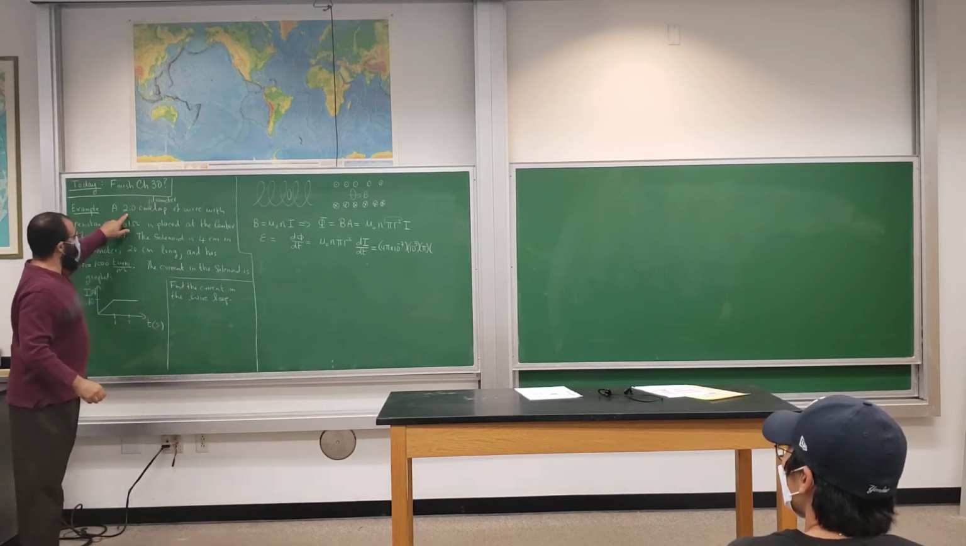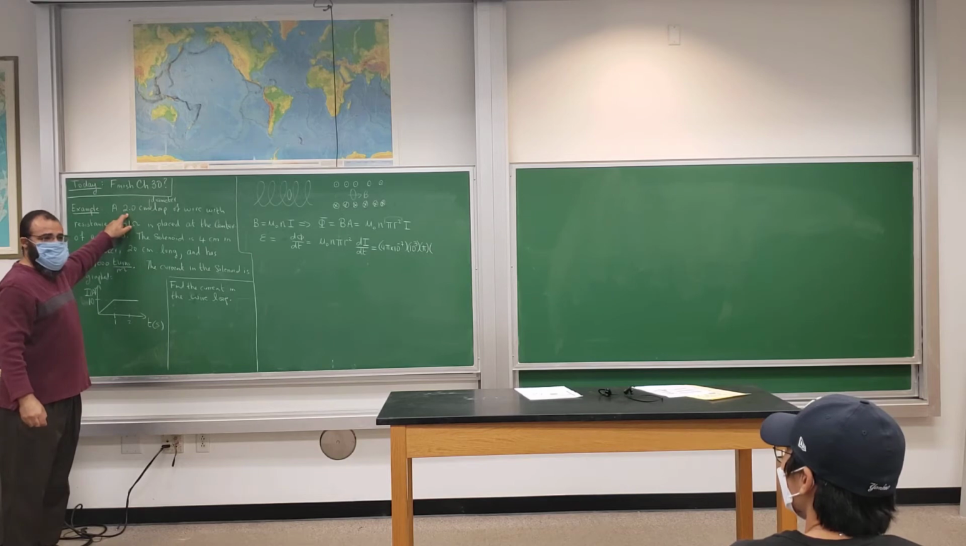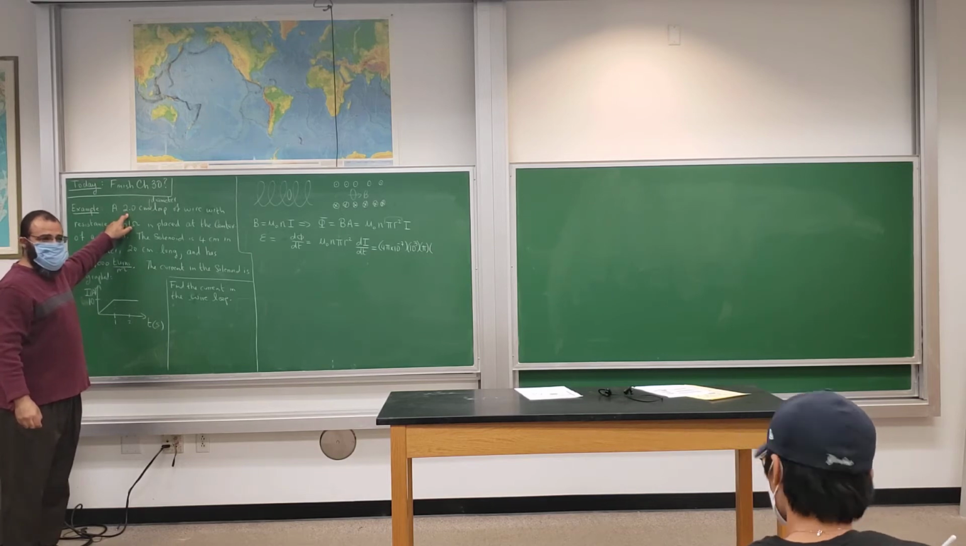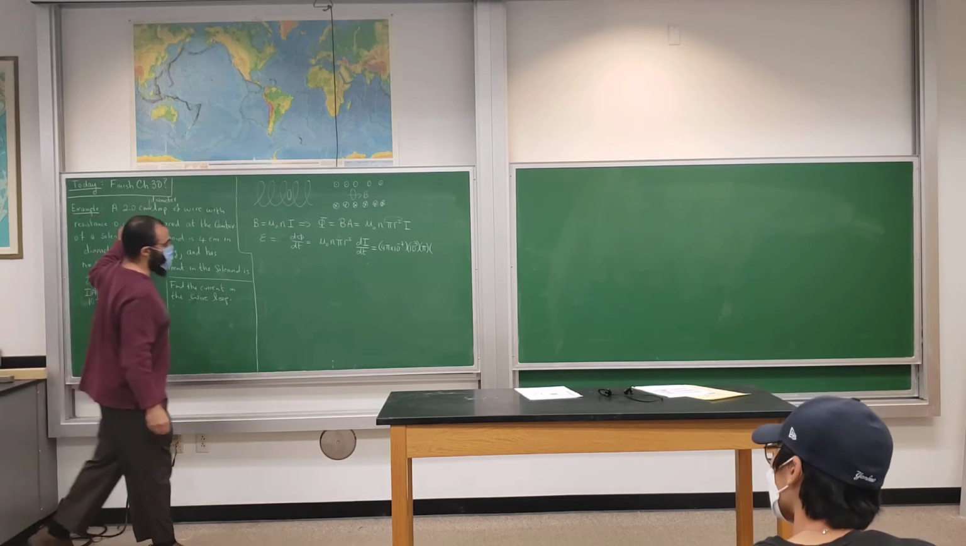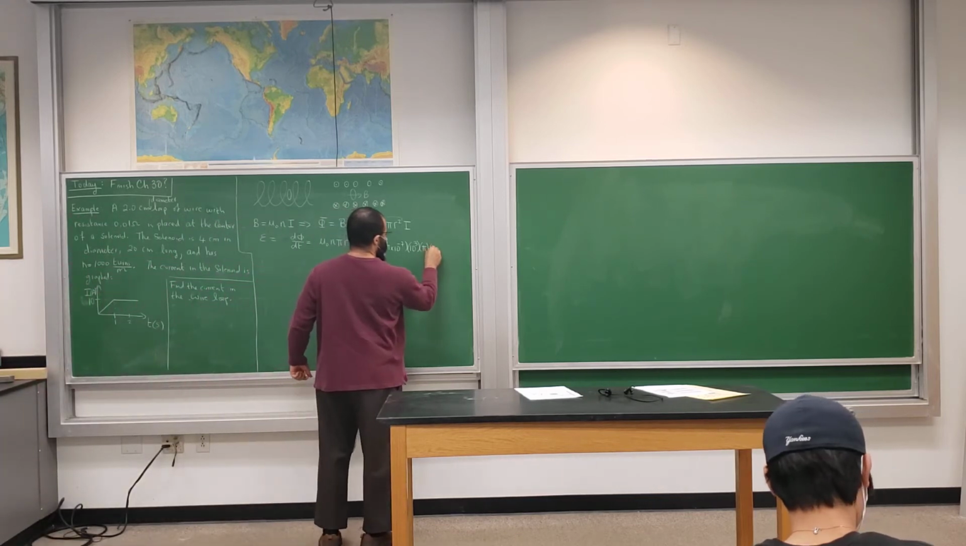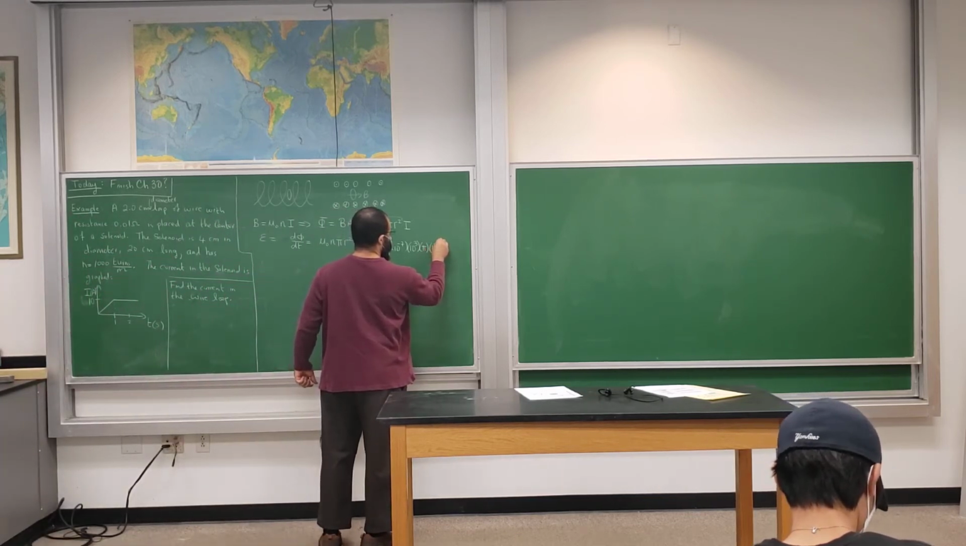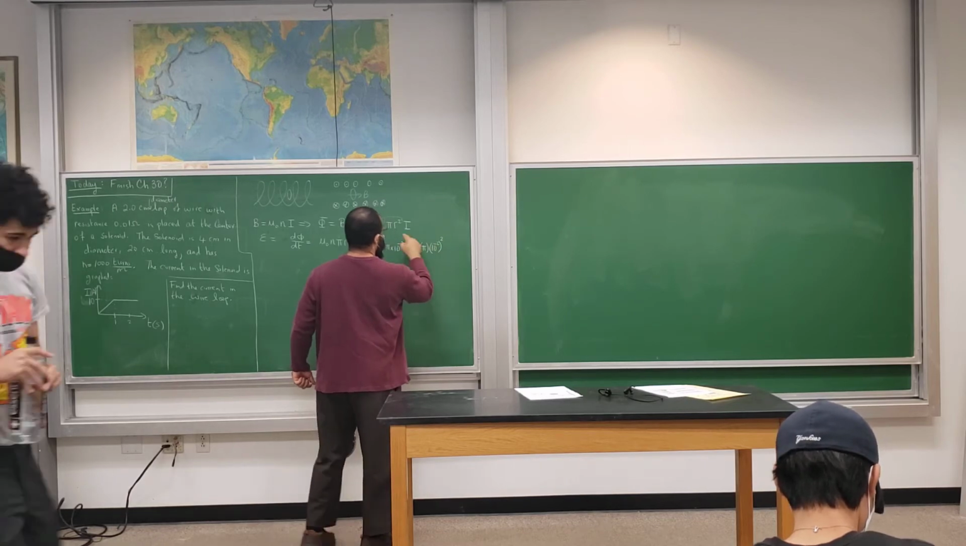The loop has a diameter of 2 centimeters. Therefore, it has a radius of 1 centimeter, which is 1 times 10 to the minus 2, right? So 10 to the minus 2 for the radius. But you need to square it because it's r squared.